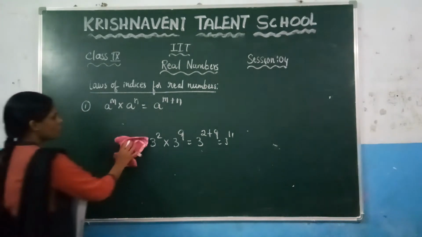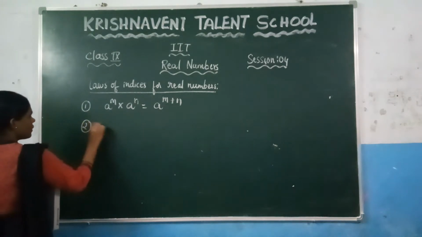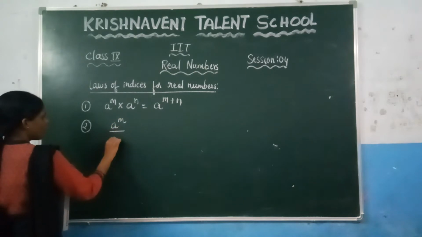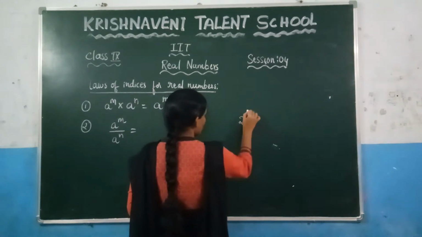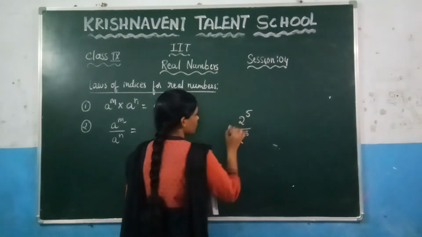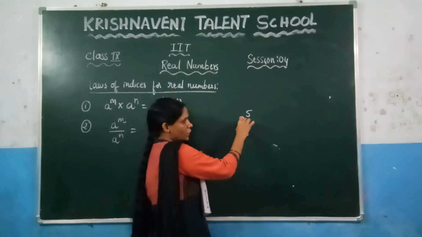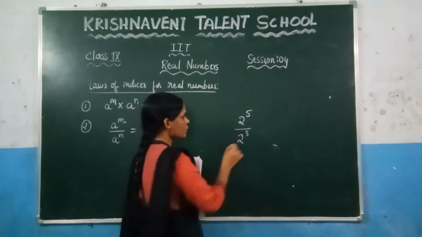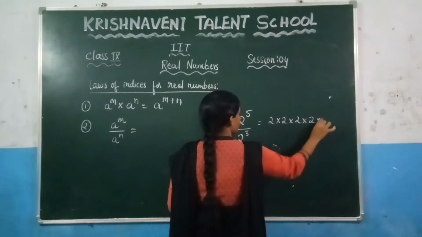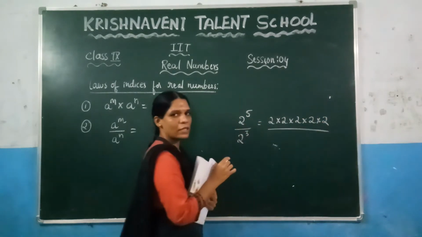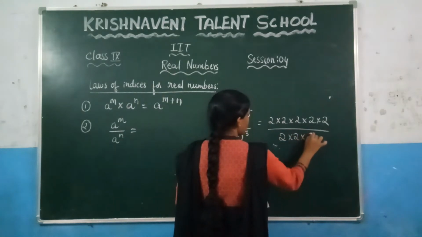And the second one is a power m by a power n. Let us see this one. What is the value of this one? Let us solve 2 power 5 by 2 cube. If you want to solve, what we need to do is multiply 2. How many times is 2 there? 5 times. So write it here 2 into 2 into 2 into 2 into 2, 2 written 5 times. Similarly, in the denominator you need to write 2 three times. So write 2 into 2 into 2.